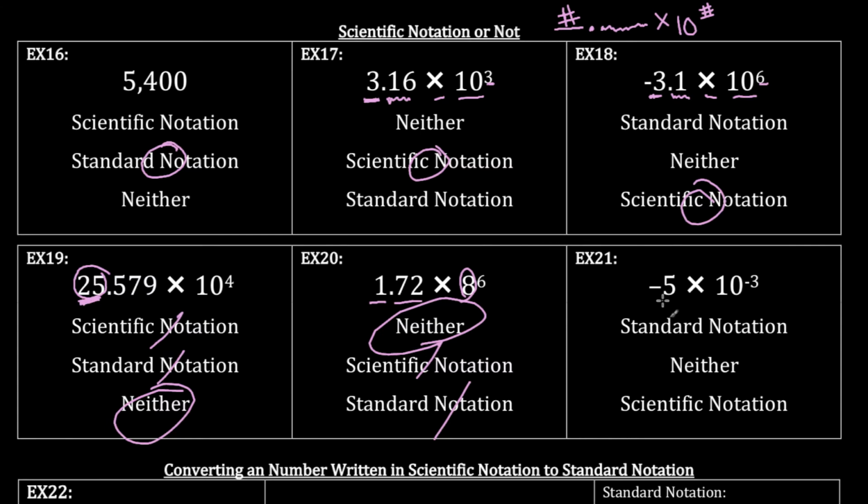And on example 21, we have negative 5 times 10 to the negative third. So negative 5, that's fine. There's a decimal with some stuff. It's just 0, right? And we have 10, and even though we have that negative, it's still fine. It's okay. So it's scientific notation.